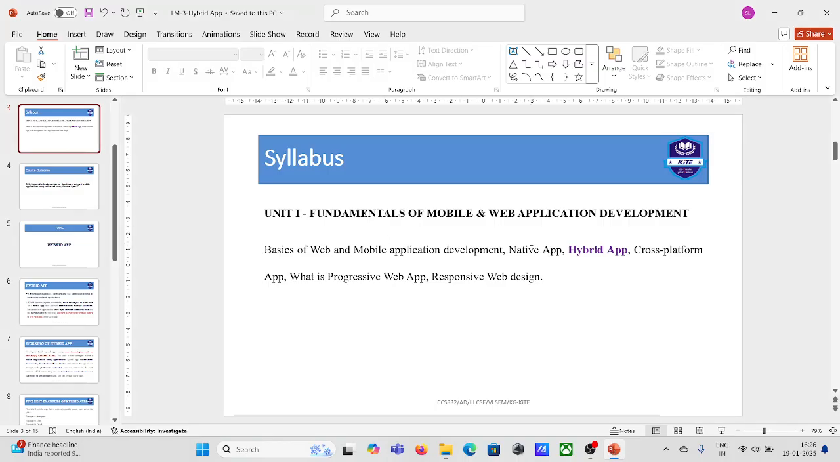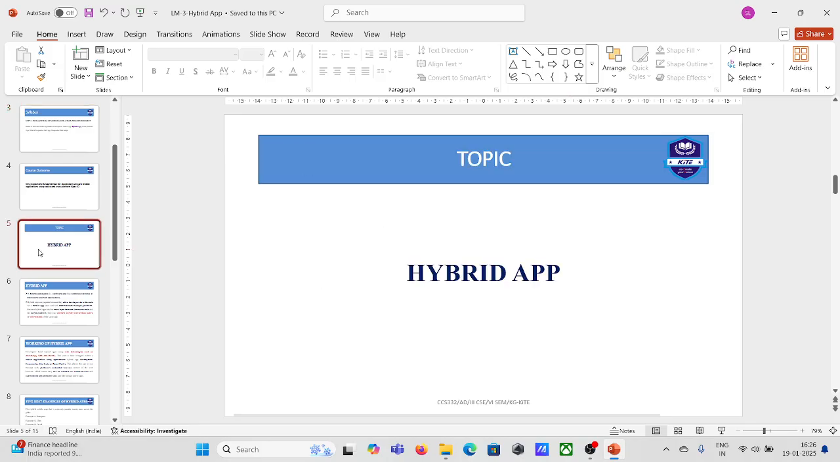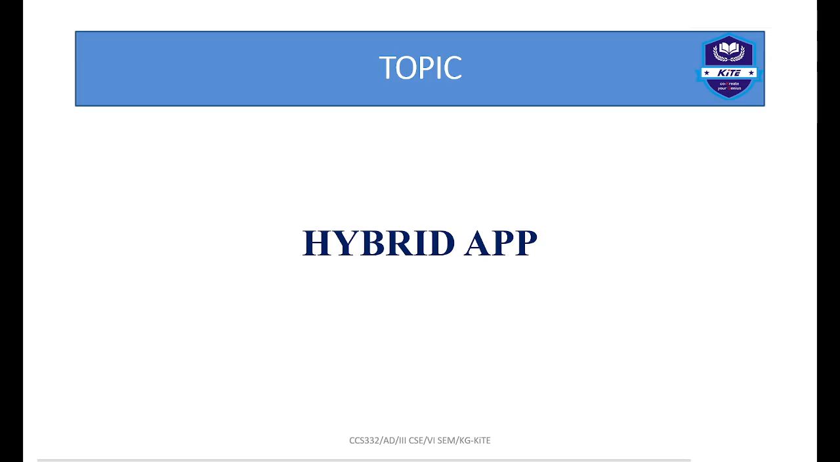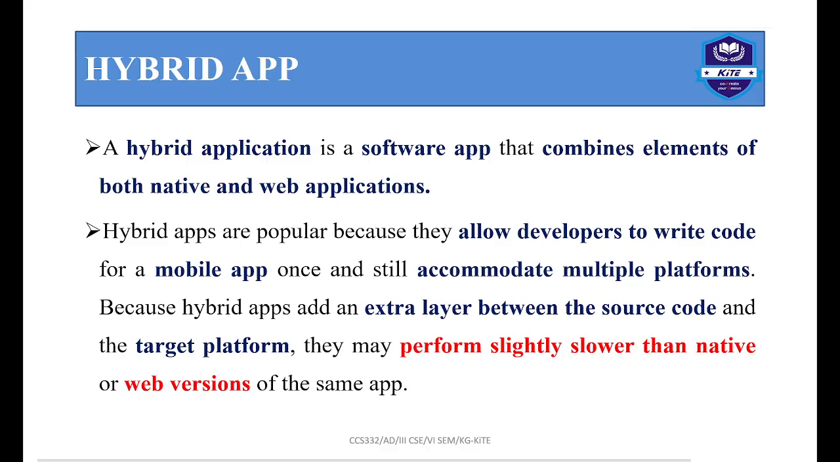So the next topic of this unit is hybrid app. We'll see what a hybrid app is, what the advantages and disadvantages of hybrid apps are, and a few applications developed as hybrid apps. A hybrid application is a software app that combines elements of both native and web applications.